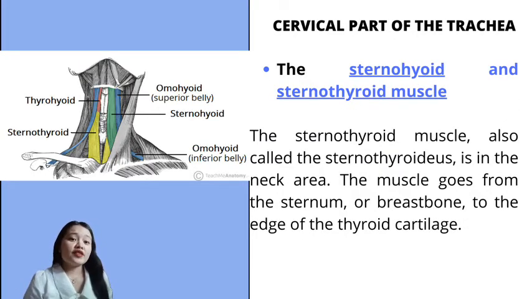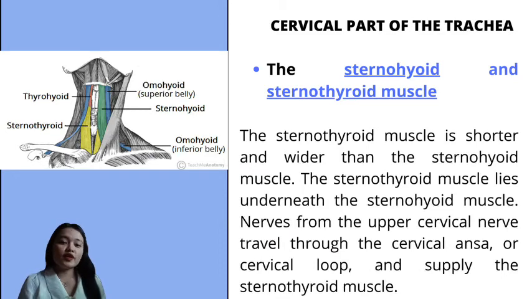So next are the sternohyoid and sternothyroid muscles. So what are these? The sternothyroid muscle, also called the sternothyroideus, is in the neck area. The muscle goes from the sternum or breastbone to the edge of the thyroid cartilage. The sternothyroid muscle is shorter and wider than the sternohyoid muscle. The sternothyroid muscle lies underneath the sternohyoid muscle. Nerves from the upper cervical nerves travel through the ansa cervicalis or cervical loop and supply the sternothyroid muscle.